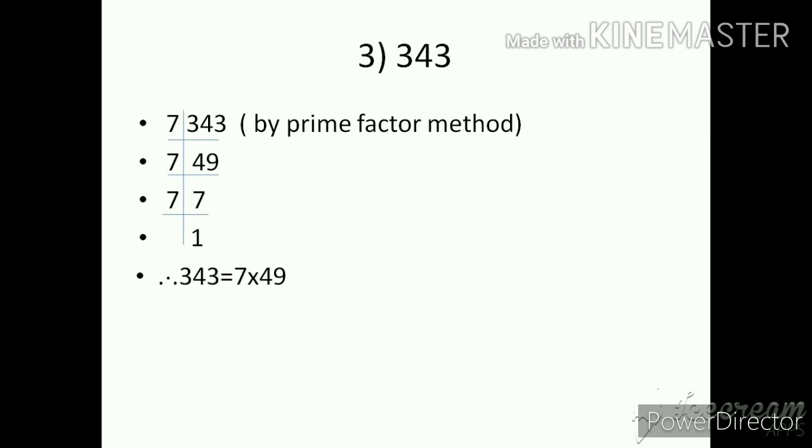By seeing the prime factor method, children, we will write down 343 equal to 7 into 49. 49 further split into 7 into 7. So here how many 7s are there? 3. So among the 3 we take 1 common. Therefore cube root of 343 equal to 7.